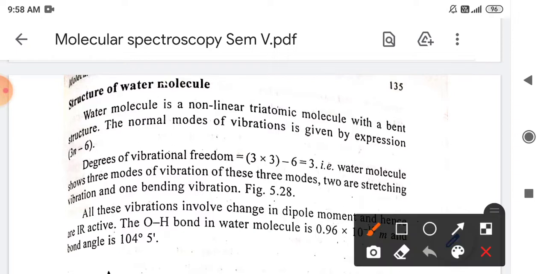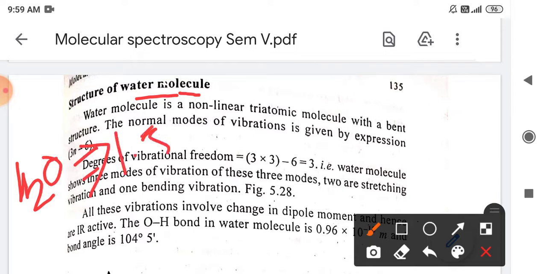First we will apply that to the water molecule. So we will see what the structure of the water molecule is. Previously we have determined the shape of the water molecule. Based upon the dipole moment value, we have observed that the water molecule has some dipole moment value, around 1.5 Debye.